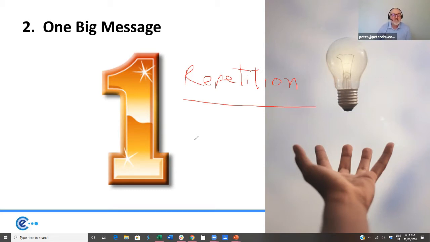So what's your one big message that's going to permeate all the way through, without being a cheesy call to action, but reiterates what that one big message is? This is your tip number two for making a memorable, a sticky message.